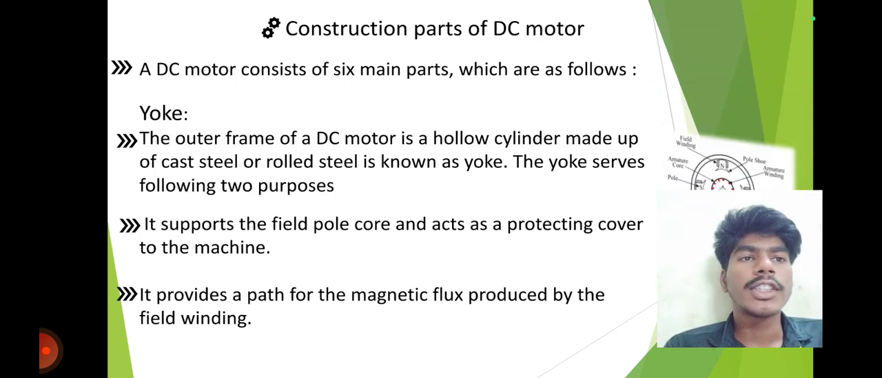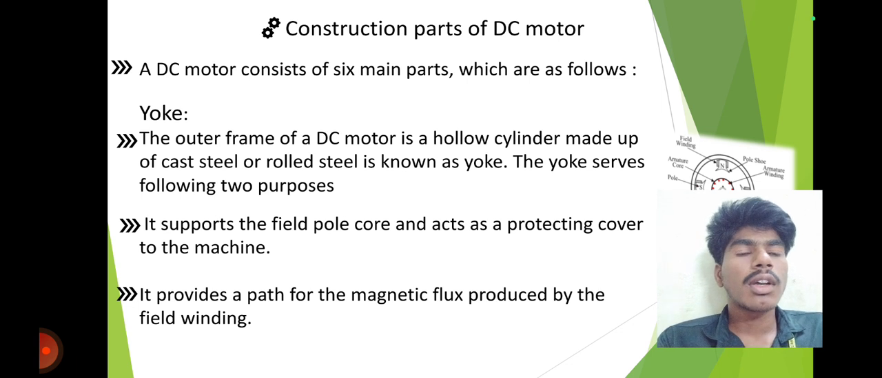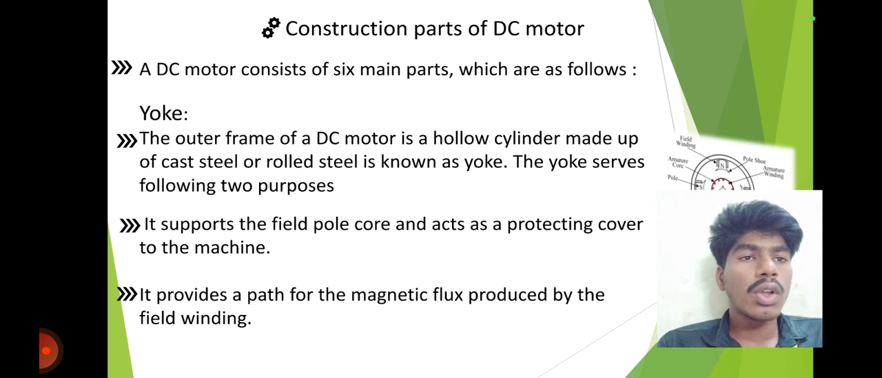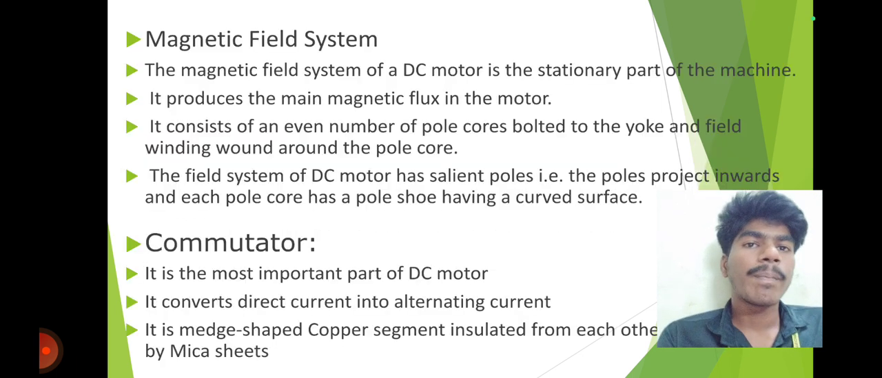Construction parts of the DC motor. A DC motor consists of many parts, which are as follows: yoke. The outer frame of the DC motor, a hollow cylinder made up of cast steel or rolled steel, is known as the yoke. The yoke serves the following two purposes. It supports the field pole core and acts as a protective cover to the machine. It provides a path for the magnetic flux produced by the field winding.